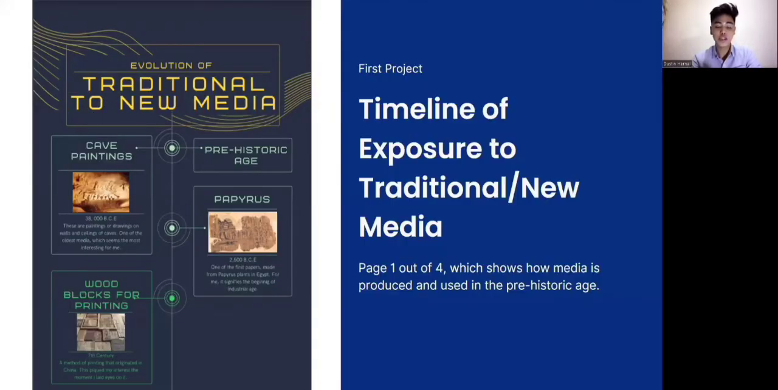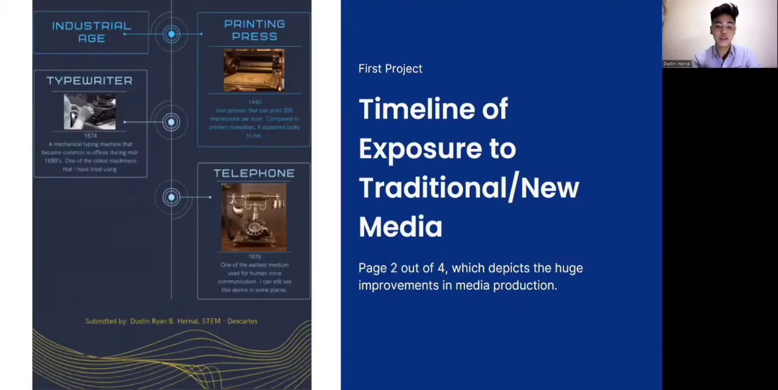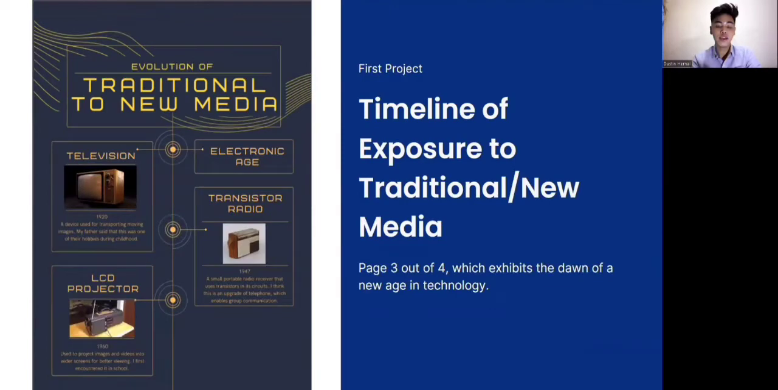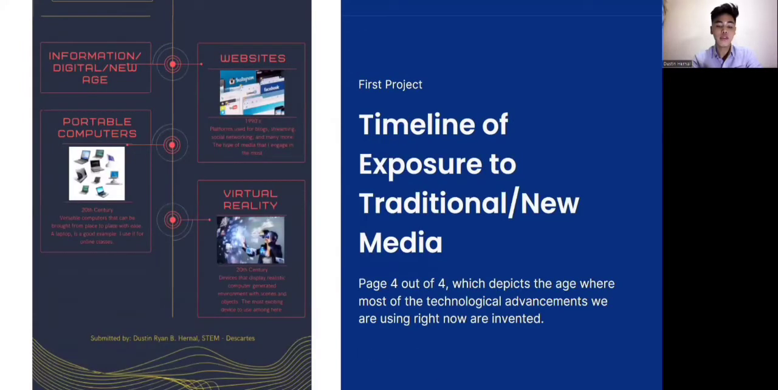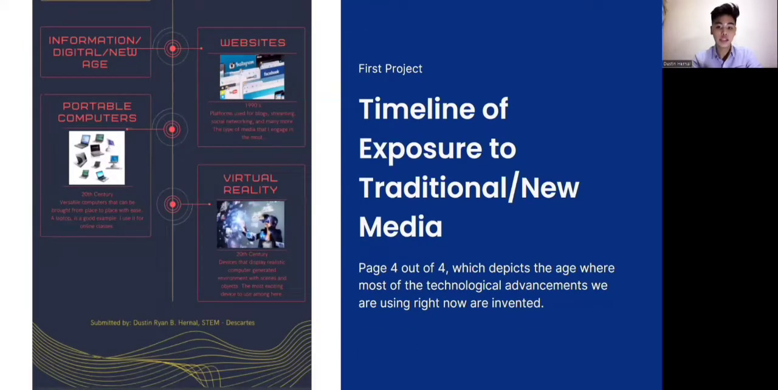The first project is the timeline of exposure to traditional and new media. Page 1 out of 4 shows how media is produced and used in the prehistoric age. Page 2 depicts the huge improvements in media production. Page 3 out of 4 exhibits the dawn of a new age in technology. And the fourth depicts the age where most of the technological advancements we are using right now were invented.